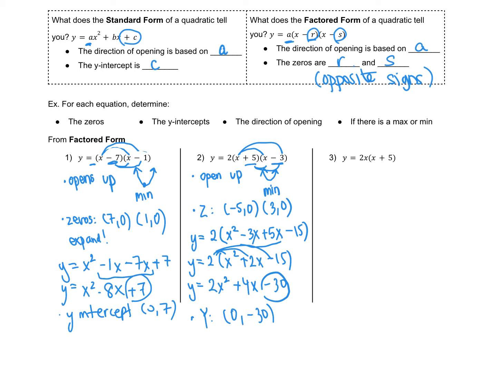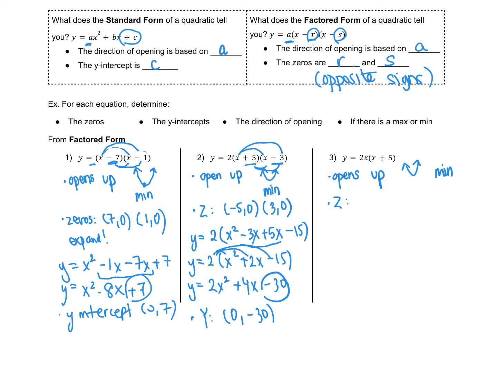All right, so we did a basic example that was just 2 simple brackets. We did a harder example where there was a coefficient in front, and now we're going to do kind of a weird example in that we don't actually see 2 brackets. You kind of just see this 2x chilling there. So first of all, it is a +2, so it opens up, and as a result, we have a minimum.